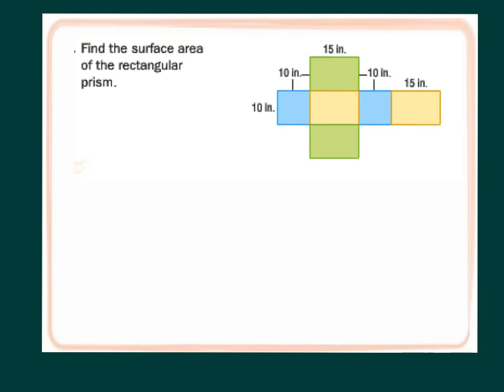So it says to find the surface area of the rectangular prism. Okay, so I'm going to kind of color code this, and I'm going to do my green, I'm going to do my blue, and I'm going to do that kind of yellowy color. And this is going to help me keep organized. Okay, so let's do this yellow one first.